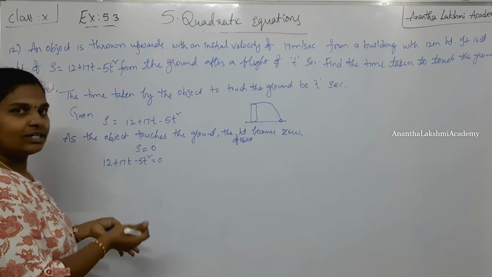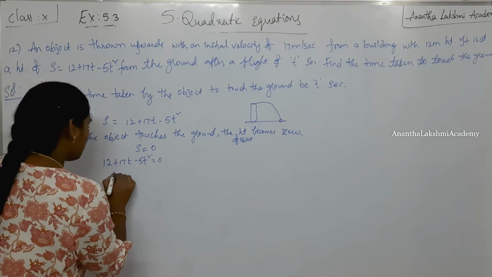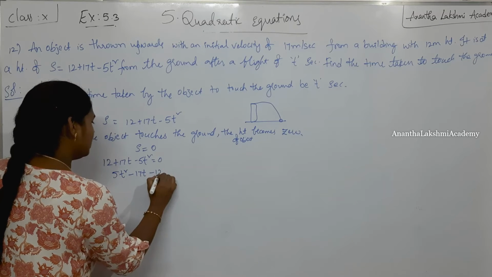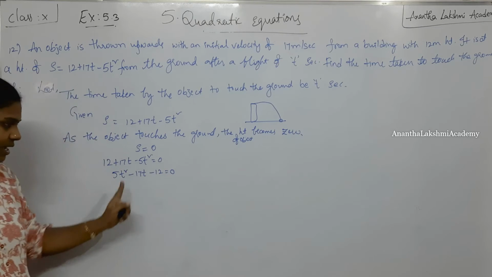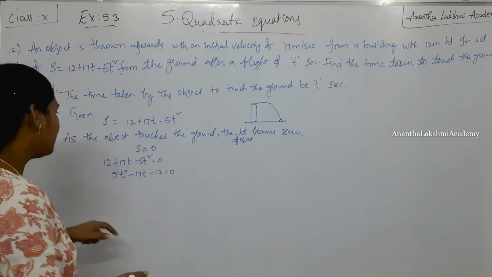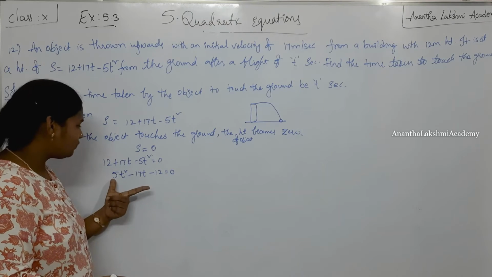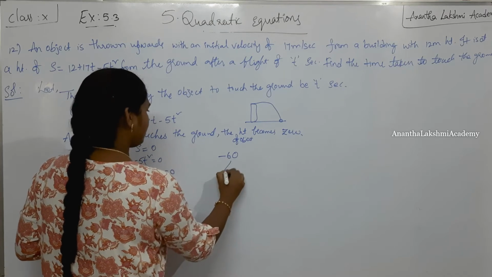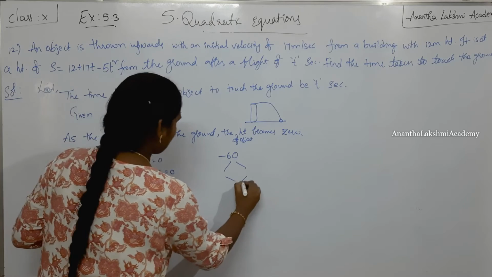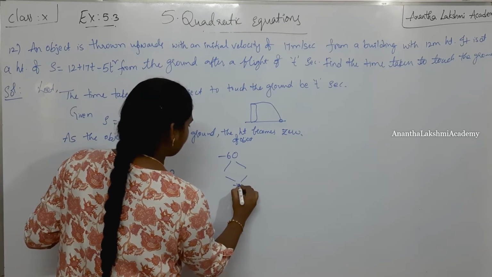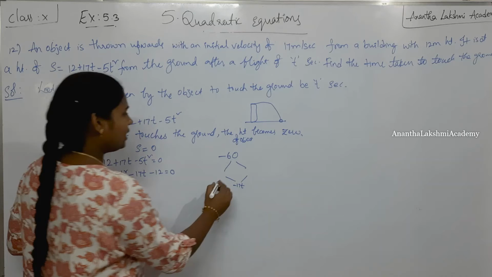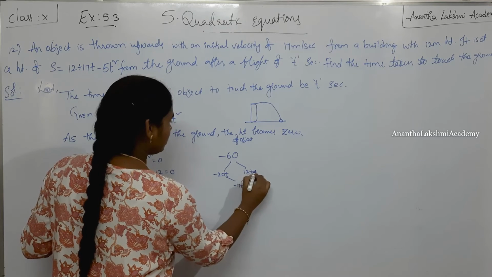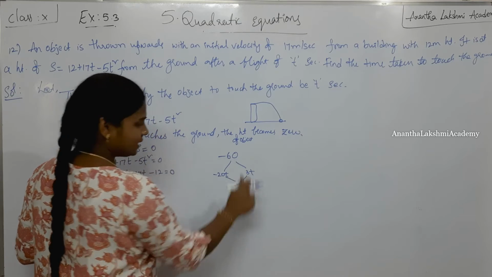Let me write the square term first. Let me rearrange this equation with positive sign: 5t square minus 17t minus 12 is equal to 0. I took the minus common and rearranged this equation. Now the product of the coefficient of t square and the constant is going to be minus 60. We need two numbers such that their sum is minus 17. So can I write it as minus 20t plus 3t? Yes, because 20 times 3 is 60.